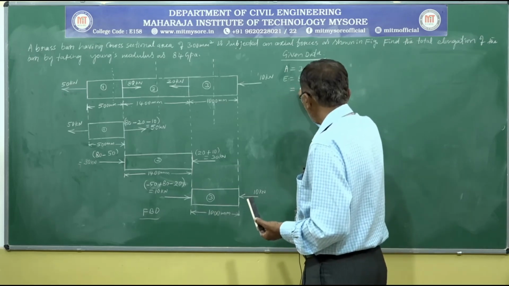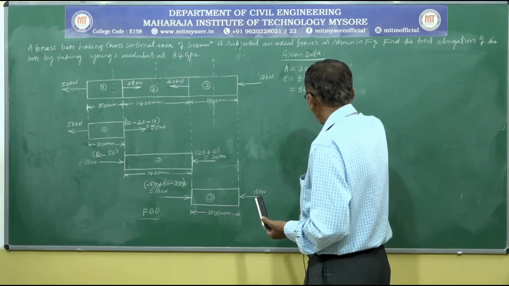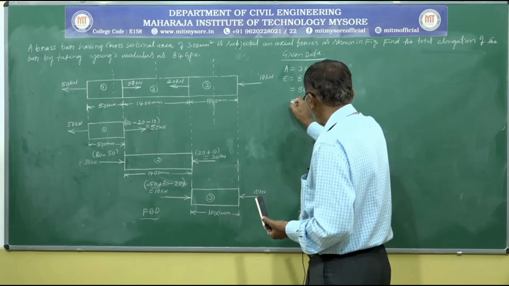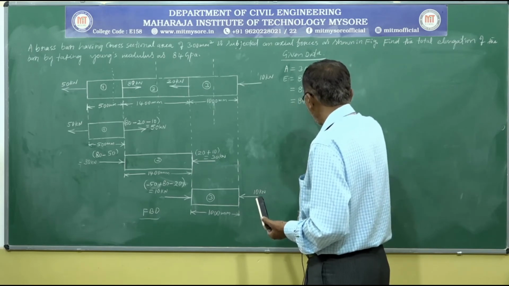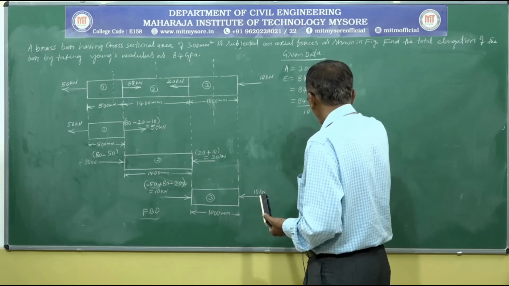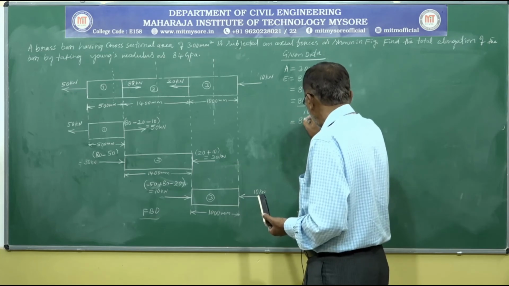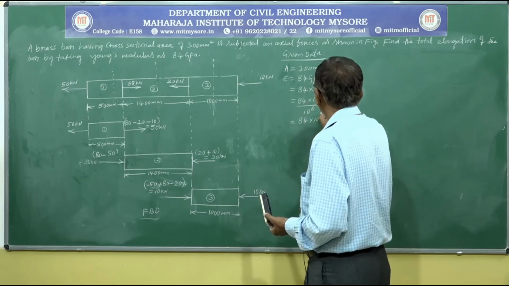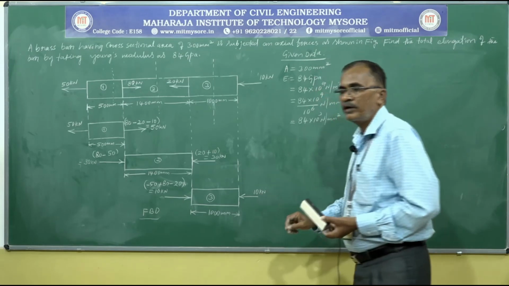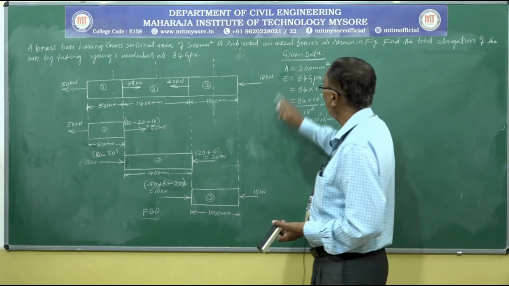84 GPa, if you convert this into Newton per millimeter square, is 84 into 10 power 9 Newton per meter square, that is equal to 84 into 10 power 9 divided by 10 power 6 Newton per millimeter square, that is equal to, you can make it simple, 84 into 10 power 3 Newton per millimeter square. So, we have cross sectional area, we have Young's modulus.